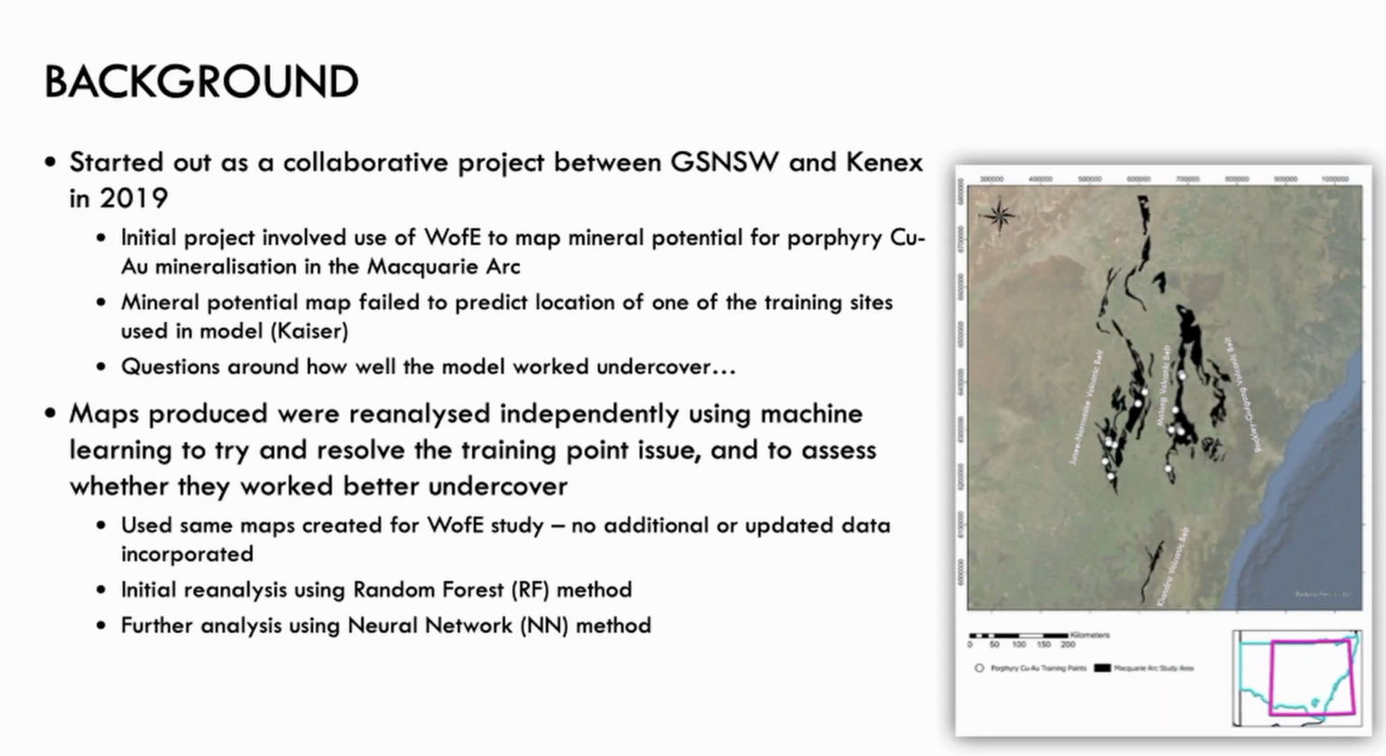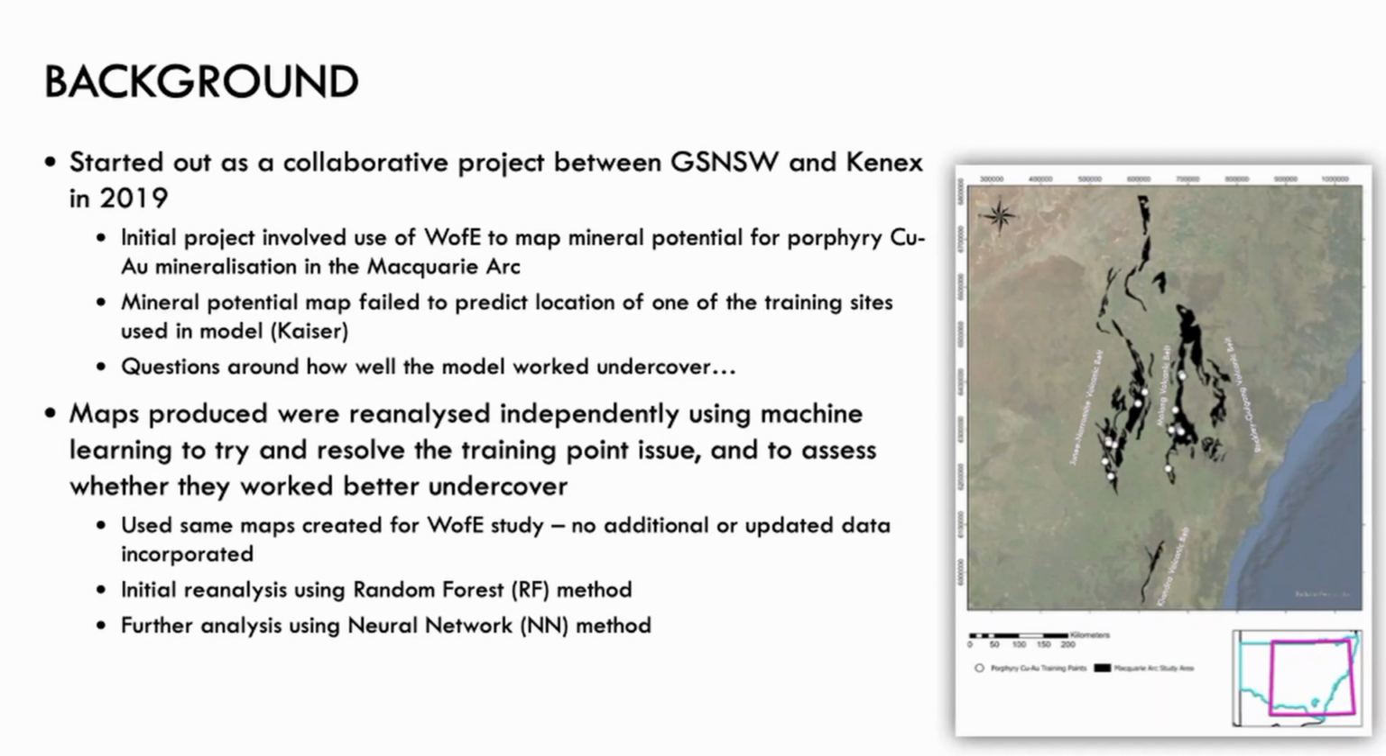So the background to this work, it started out as a collaborative project between the Geological Survey of New South Wales and Kennex in 2019, and originally involved using weights of evidence to look at mapping the potential for the porphyry copper gold mineral system in the Macquarie Arc.